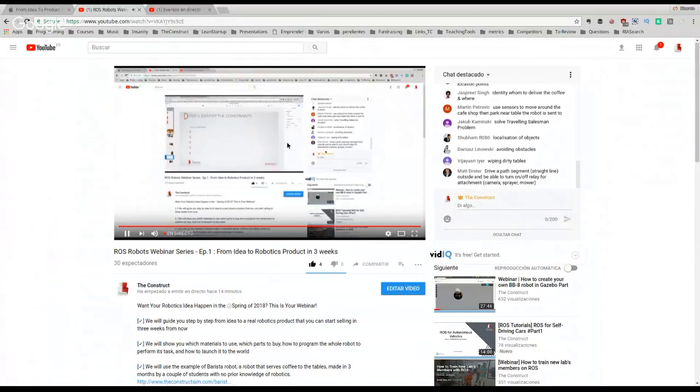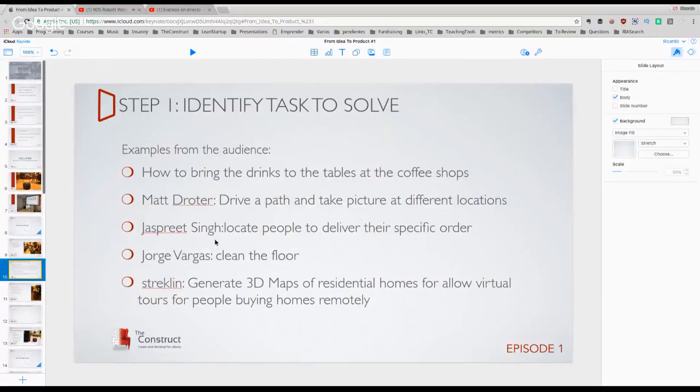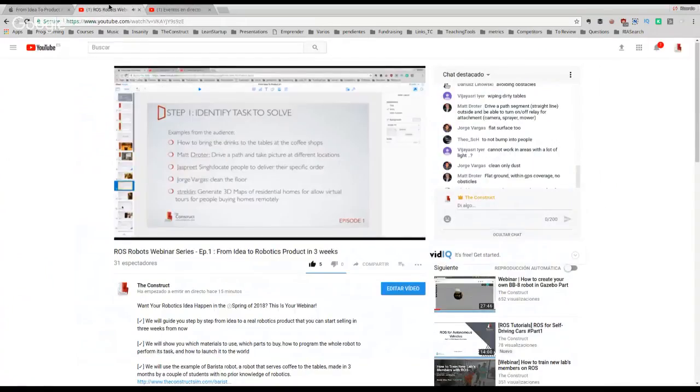For example, there was a task, let me check the task first. It was drive a path and take pictures at different locations. So this is for Matt. So maybe one of the constraints could be to just move inside a museum. I don't know. So maybe just inside museums, because that is very clear for the space that you would like.